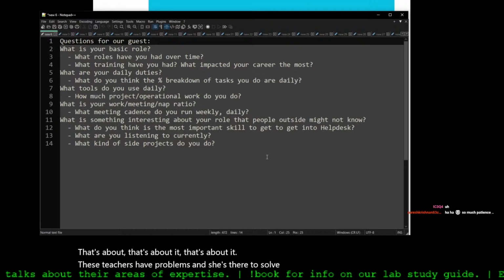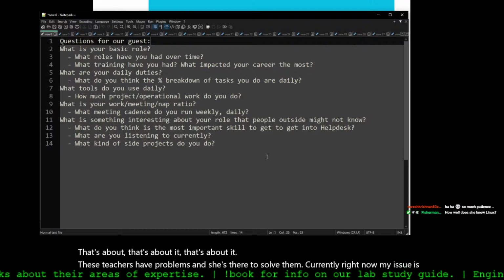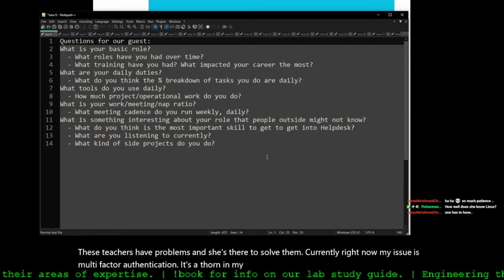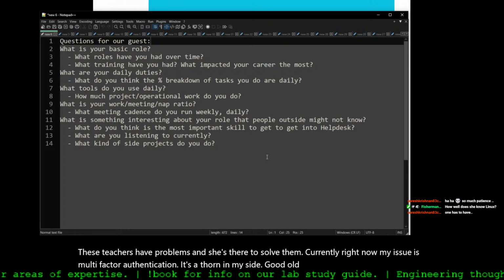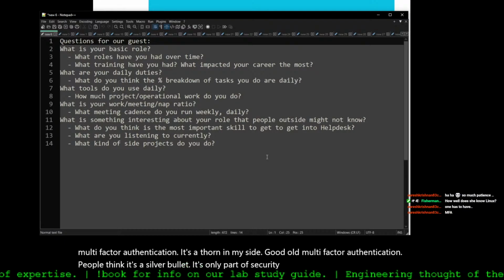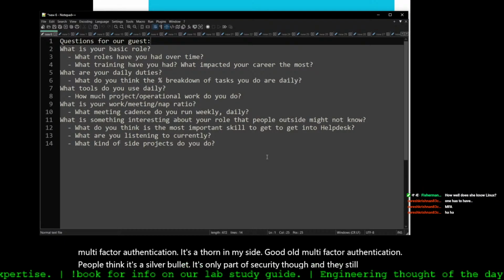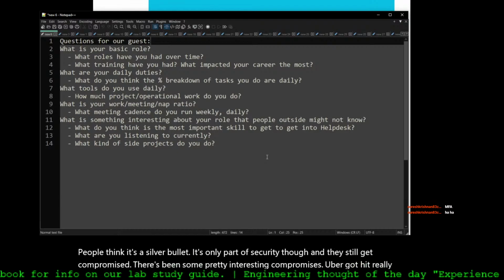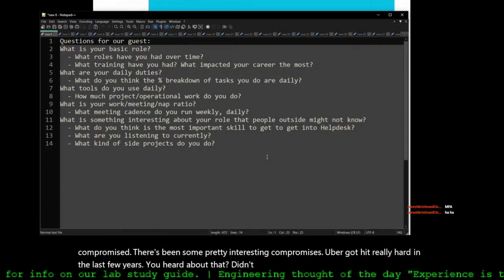Currently, right now, my issue is multi-factor authentication. It's a thorn in my side. Good old multi-factor authentication. People think it's a silver bullet. It's only part of security, though, and they still get compromised. There have been some pretty interesting compromises. Uber got hit really hard in the last few years. You heard about that, didn't you? No, she didn't hear about it.